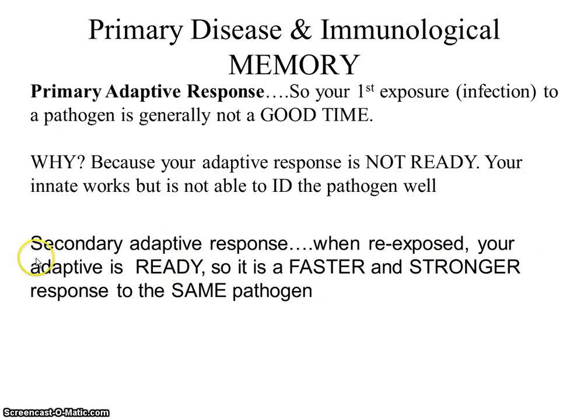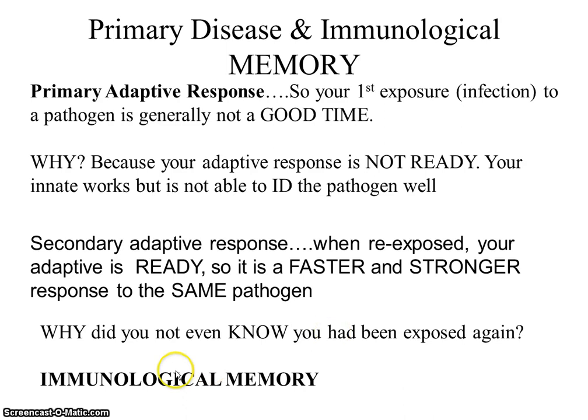So a secondary adaptive response, or a secondary immune response, is when you're re-exposed and you know this. And so this is going to come down to really memory in this event. All right? I said, why did you not even know you'd been exposed again? Immunological memory. So we are only as good as our memories. Right?